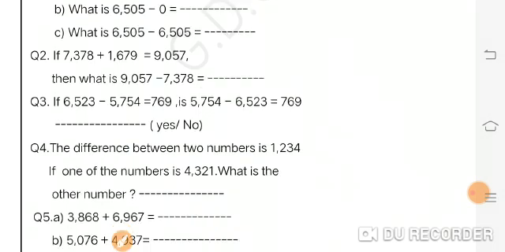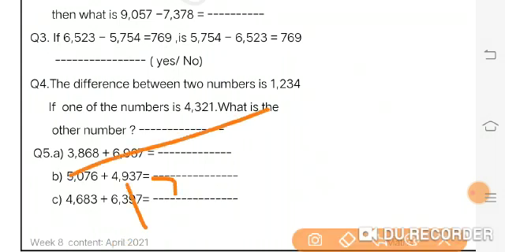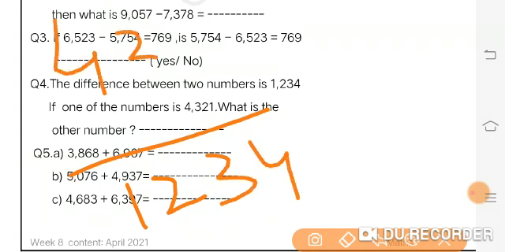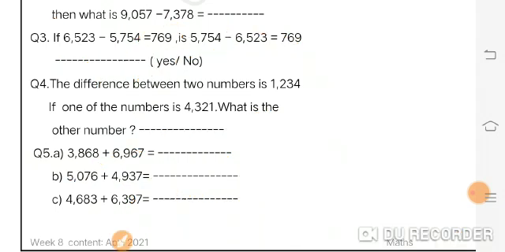Next is, the difference between two numbers is 1234. If one of the numbers is 4321, what is the other number? The question is like this: if you have two numbers and their difference is 1234 and one of the numbers is 4321, you have to say what is the other number. Of course you will get it when you subtract these two. Subtracting these two will give you the other number.